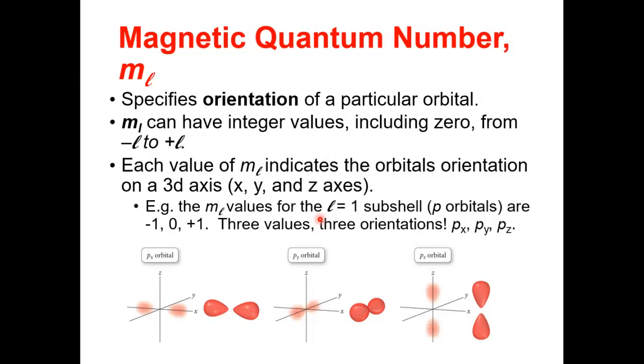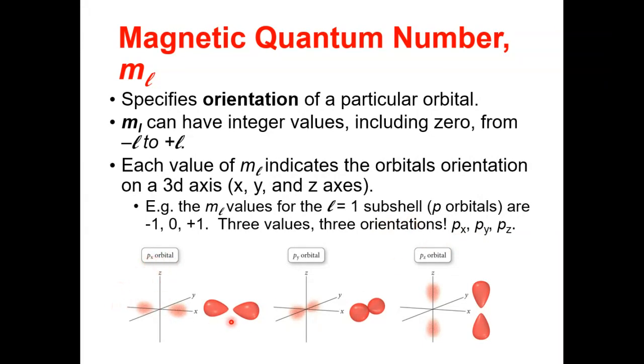What m sub L values are allowed when L has a value of 1? You have values allowed from negative L up to positive L: -1, 0, and +1. 3 different numerical solutions are allowed. That means there are 3 orientations of p orbitals. Anytime you have a p subshell, there will be 3 p orbitals in these 3 orientations.